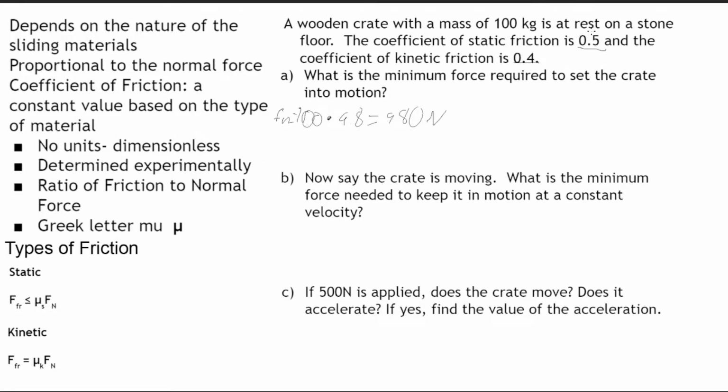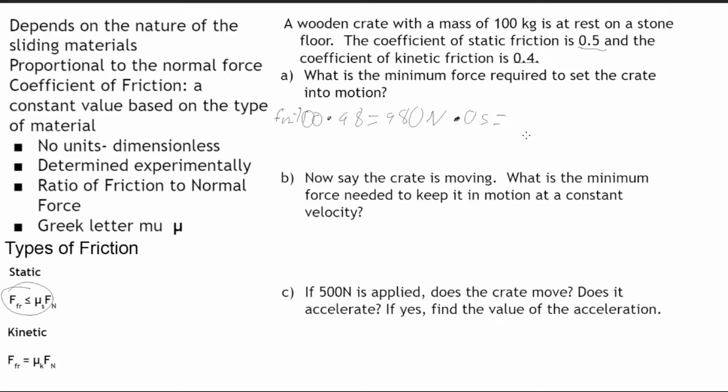So now we have that value. Looking at our static inequality, the force of friction is less than or equal to mu static multiplied by the normal force. That just means whatever our value of mu times our normal force is, it is either larger than the actual friction force, or the same. In this scenario, we're trying to find when it is the same. So if we do our normal force of 980 multiplied by 0.5, representing our mu static, we are able to find that value.